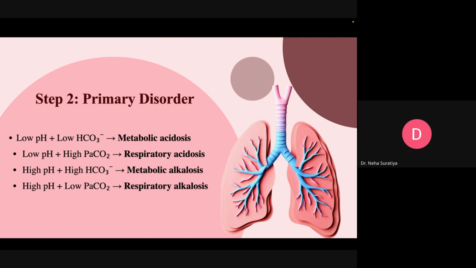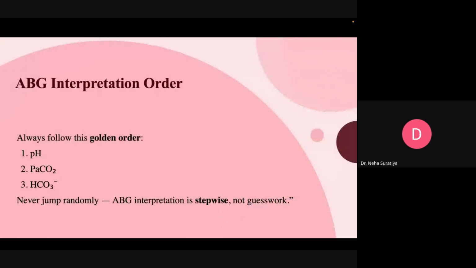So you can consider bicarbonate, you can consider pH, and you can consider partial pressure of carbon dioxide. These three are very important, and these three are written here. So ABG interpretation order: first you need to identify pH, so you will have acid or base. Then you need to understand partial pressure of carbon dioxide to understand whether it is respiratory related or not. And then you need to understand bicarbonate level to understand the whole concept, right? And you need to interpret this as carefully as possible.